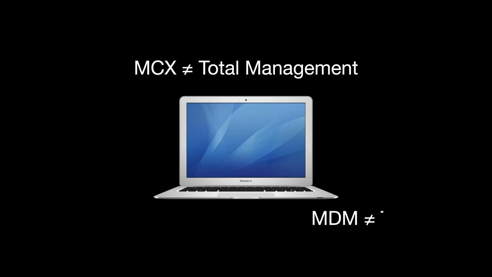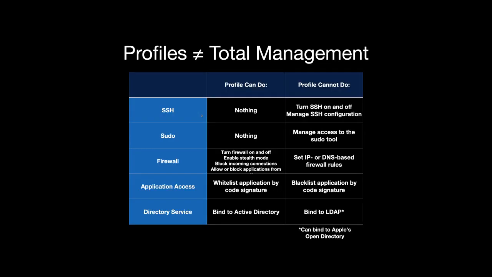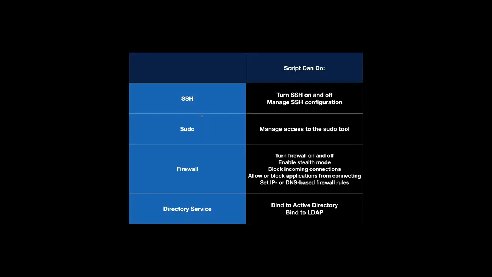As mentioned earlier, profiles and the earlier managed preferences did not provide total management for Macs. As an example of this, here's a list of some management tasks that profiles can and can't do. So what can fill that gap? Well, scripting. Unlike iOS, Macs have long had the ability to run scripts written in a variety of programming languages. As an example of this, let's look again at our list of management tasks. In this case, scripting can do everything specified where profiles couldn't.